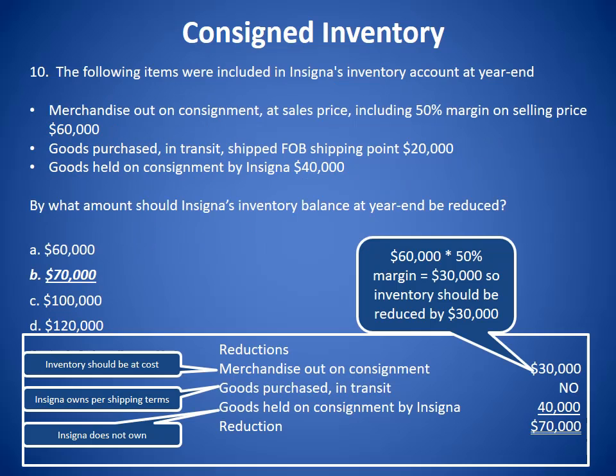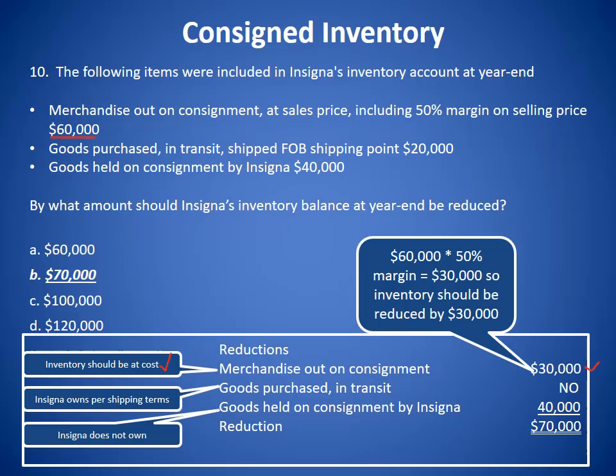Okay, the answer to this question is, again, by what amount should Insignia's inventory balance at year end be reduced? So we're going to take a look at all 3 of these items. We know that we've recorded our inventory that is out on consignment to a consignee at its selling price. But of course, inventory should be recorded at cost. So the reduction in this case would be $30,000 because that represents our inventory that is out on consignment.